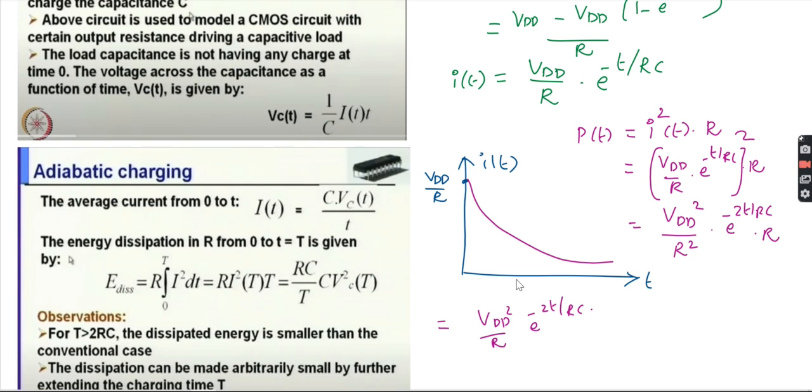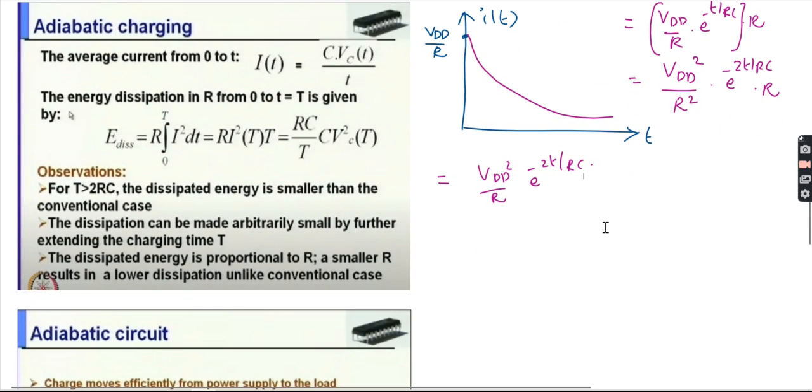This will be your power actually. So now let us see what will be the energy dissipation. Energy dissipation is nothing but power integrated over time. Power is finite, right? So energy dissipation is infinite actually.